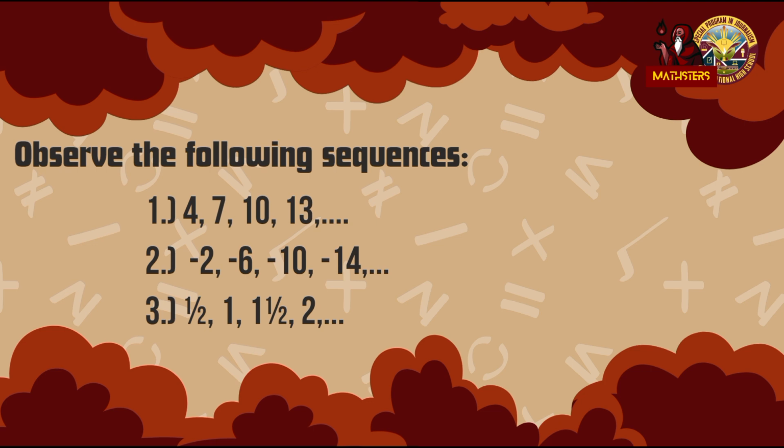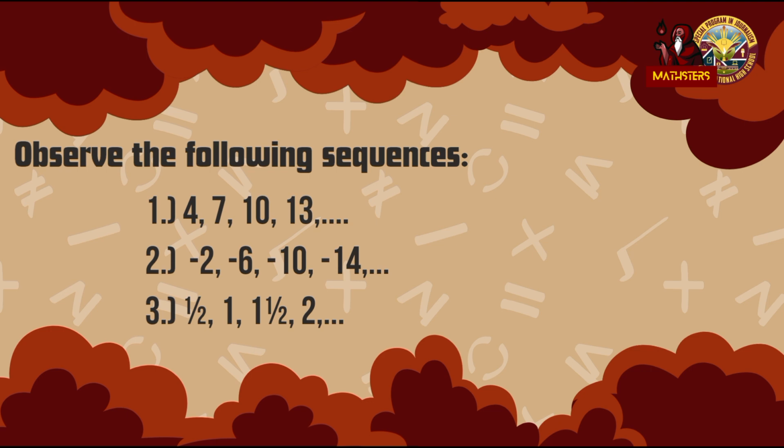Finally, number 3. 1 half, 1, 1 and a half, 2. This sequence starts with 1 half. To calculate the next number, add 1 half to the previous one. So, 1 half plus 1 half equals 1. 1 plus 1 half equals 1 and a half. And this pattern continues. 1 and a half plus 1 half equals 2, and so forth. The constant rule here is simply adding 1 half to each term.